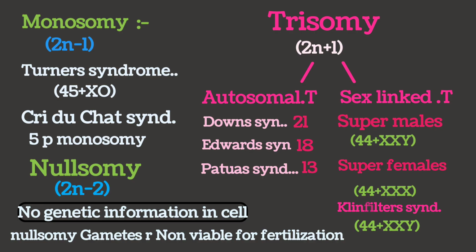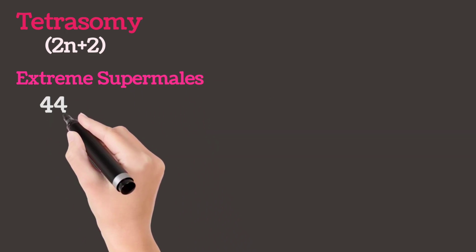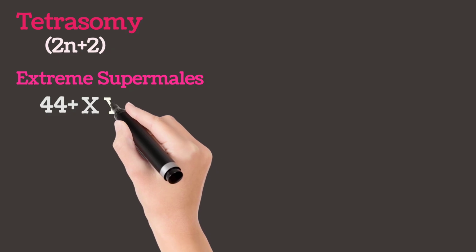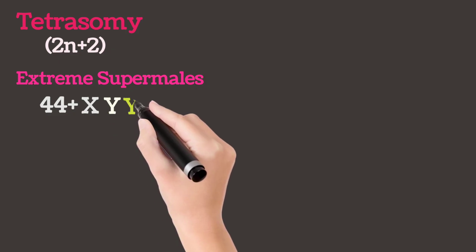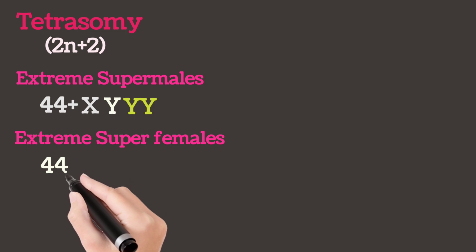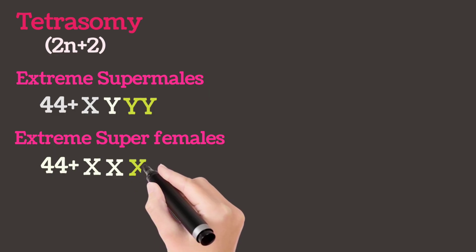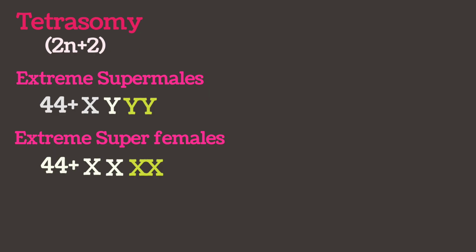Now talking about the last type of hyperploidy, my dear friends, we have the case known as tetrasomy. In tetrasomy the condition is 2n plus 2. Here we have the presence of two extra chromosomes, which leads to abnormalities. For example, we have one condition, extreme super males. Normally a male has 44 plus XY chromosomes, but here the male gets 2 extra copies of the Y chromosome. Accordingly, we have one more condition, extreme super females, that develops because of tetrasomy. Normally a female has 44 plus XX, but in extreme super females we get 2 extra copies of the X chromosome.